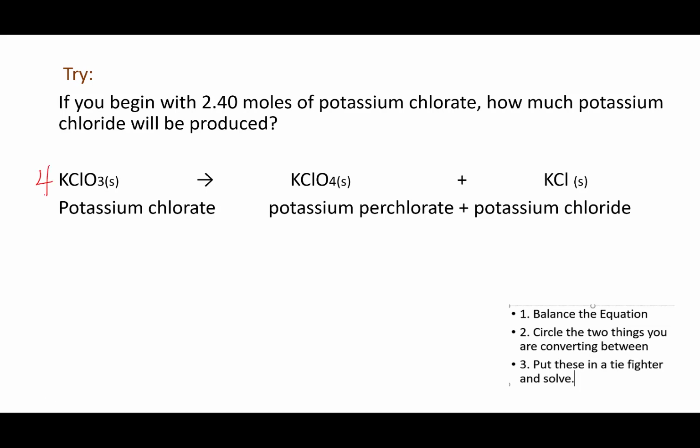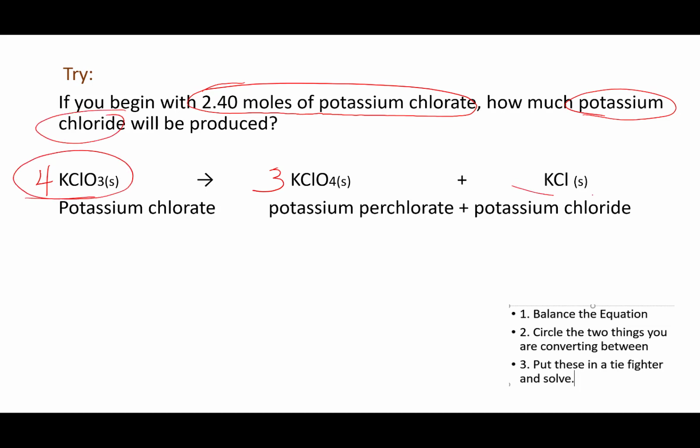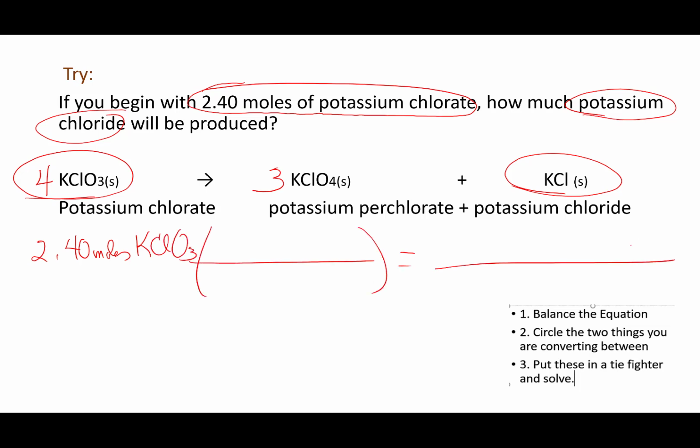Okay, to balance this, 4 goes here, 3 goes there, and then we are good. We are converting between 2.4 moles of potassium chlorate, and we're going to end up with potassium chloride. This is my potassium chlorate, and this is my potassium chloride. So I'm going to have 2.4 moles of KClO3. Here's my pretty TIE fighter. I want potassium chloride.